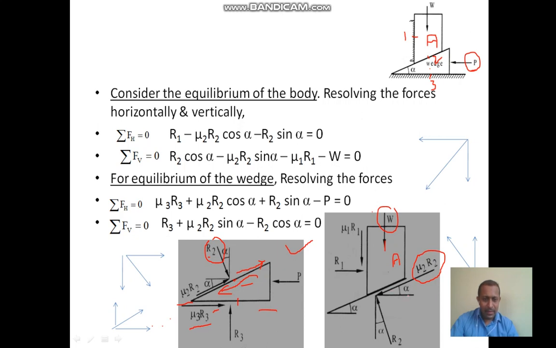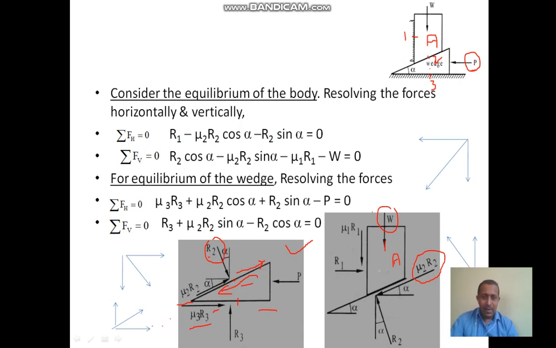So the inclination of mu2 R2 is alpha, since the inclination of the plane is alpha. The inclination of the plane is alpha with the horizontal, that is, the inclination of mu2 R2 is alpha with the horizontal. Then R2 will have the same inclination alpha with the vertical. If mu2 R2 is alpha horizontally, R2 will be alpha vertically.